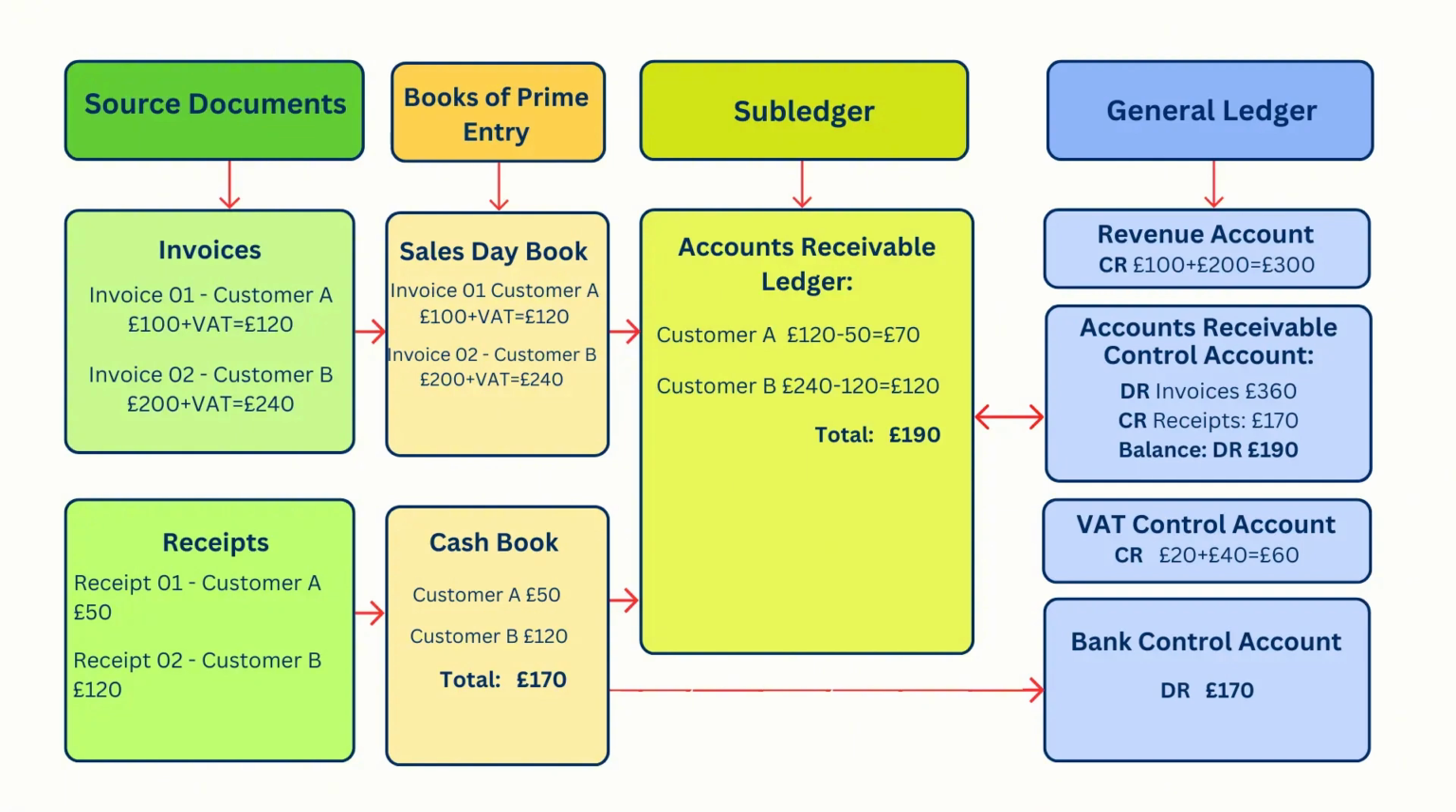The key point is that the total of all the customer accounts in the subsidiary ledger must match the closing balance of the receivables control account. If the two do not agree, we know there's an error somewhere. So the receivables control account is a vital check of accuracy and a quick way to confirm all customer balances are correct before we prepare financial statements.